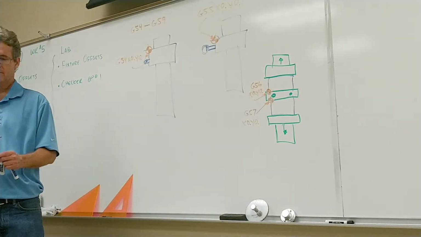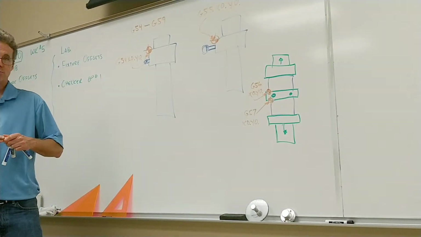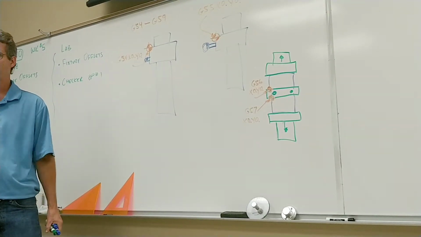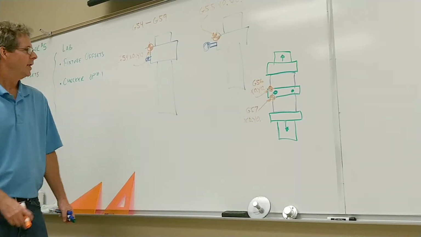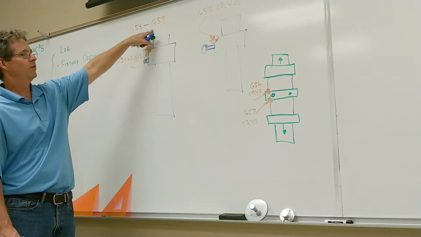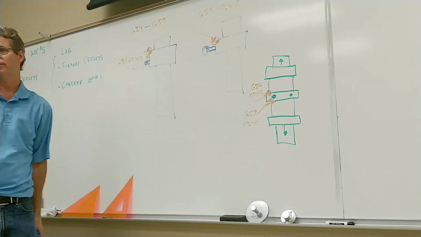Okay? So as long as my table has room, I can load it up with parts and fixtures. There's a lot of things I can put on there. Now, the standard Fanuc fixture offsets went G54 to G59. That is only 6 fixture offsets.